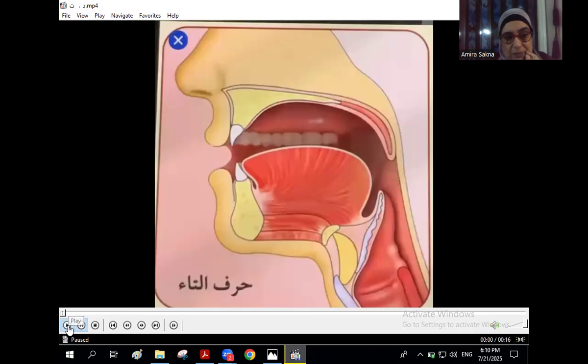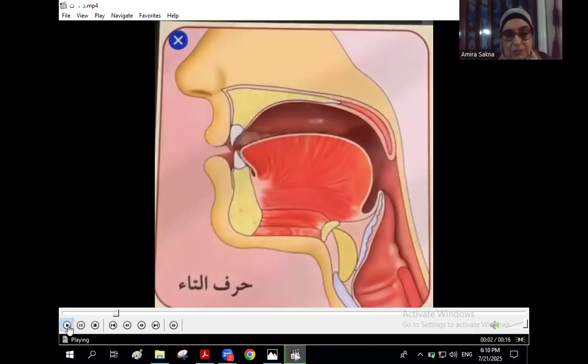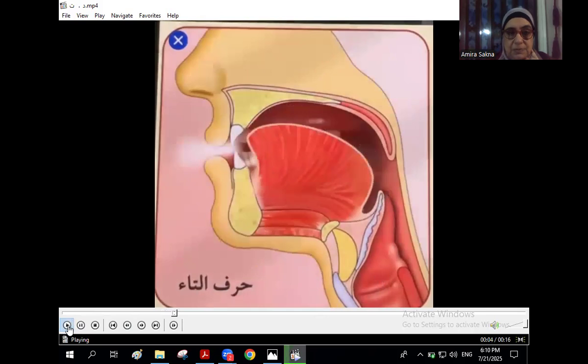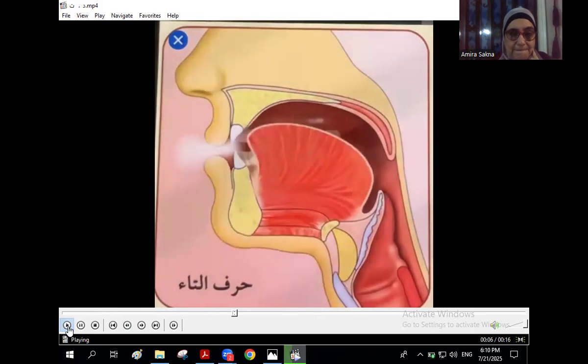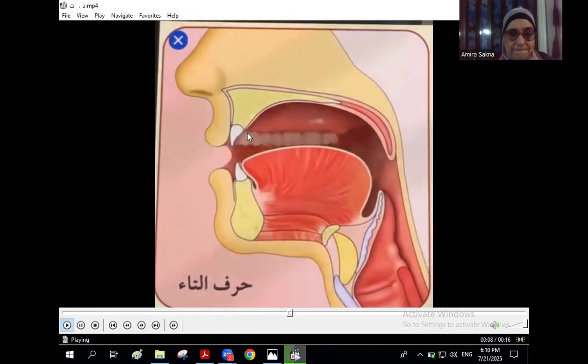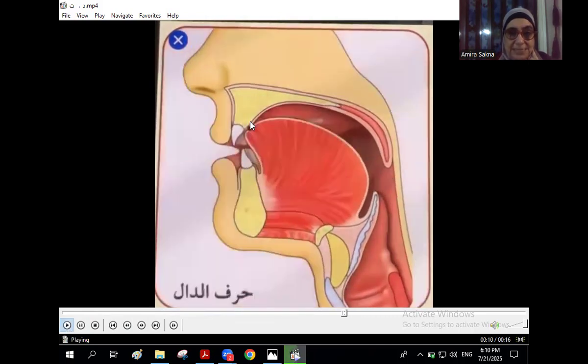I will repeat. You see where the tip of the tongue is? Kindly pay attention to this because this is very sensitive. Here. Now it's dal.